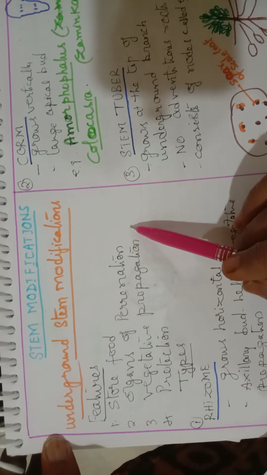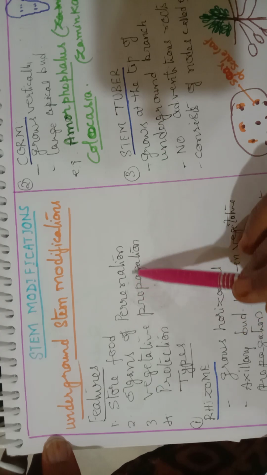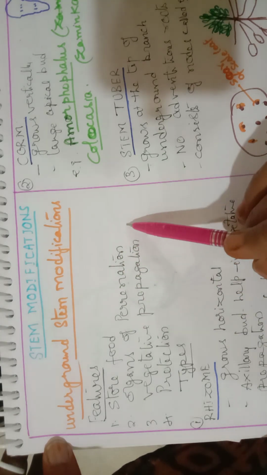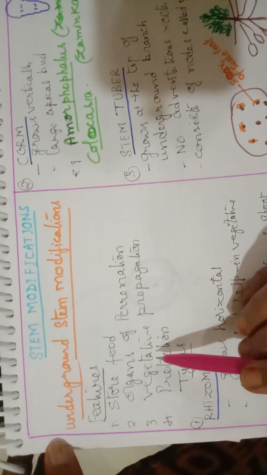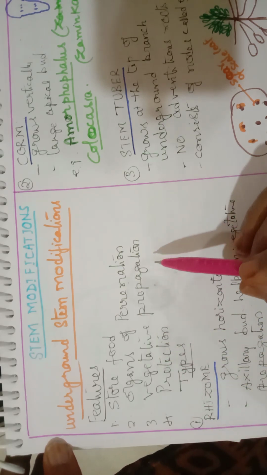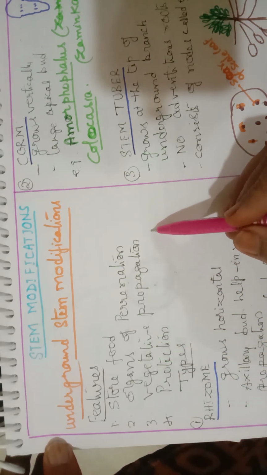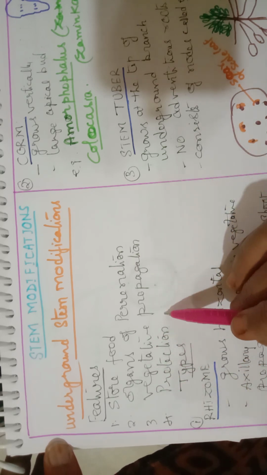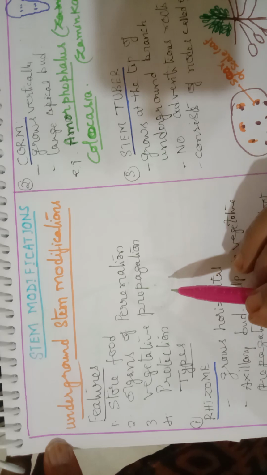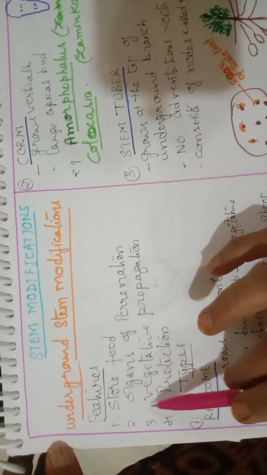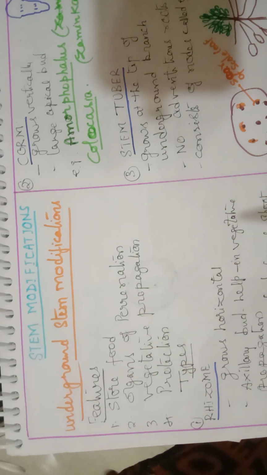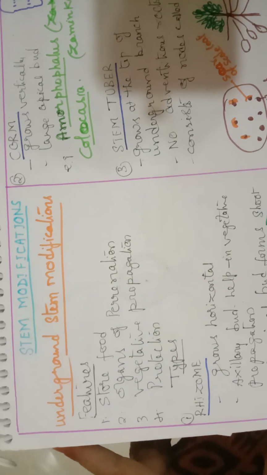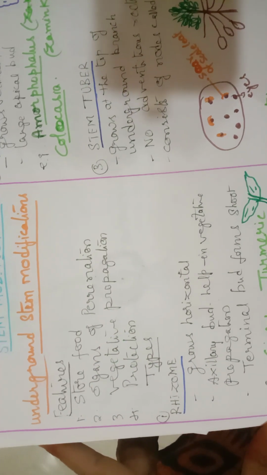We know perennial plants. Similarly, perennation means they can live for many years, more than 2 years. Vegetative propagation. They all help in vegetative propagation. And they all are well protected from grazing herbivorous animals. So these are all the common features. Now let us see the different types. There are 4 different types of underground stem modifications.